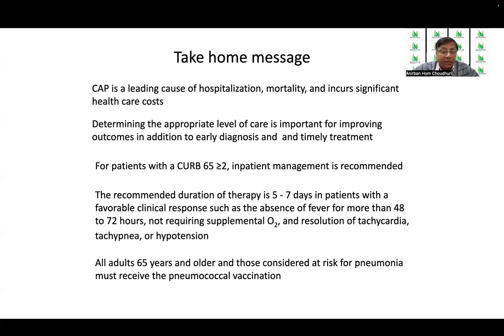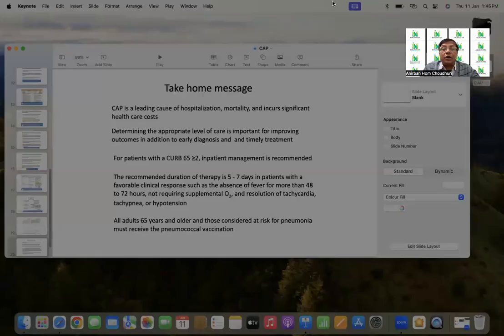So this is, in a nutshell, about some of the interesting updates on community-acquired pneumonia, which we are all aware of.